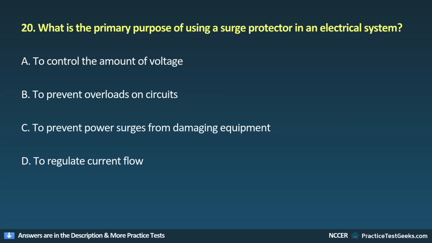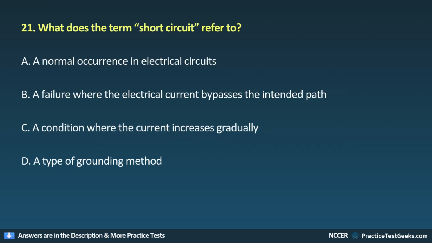A. To control the amount of voltage. B. To prevent overloads on circuits. C. To prevent power surges from damaging equipment. D. To regulate current flow. 21. What does the term short circuit refer to?